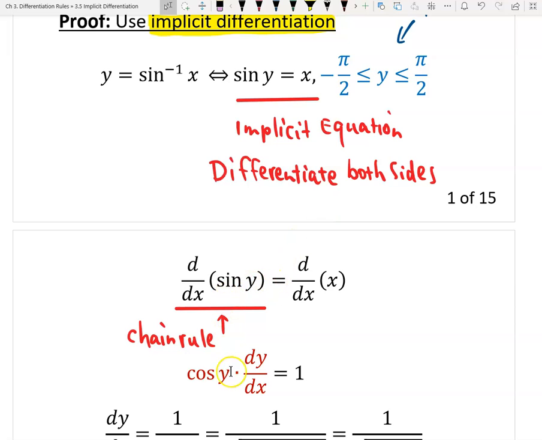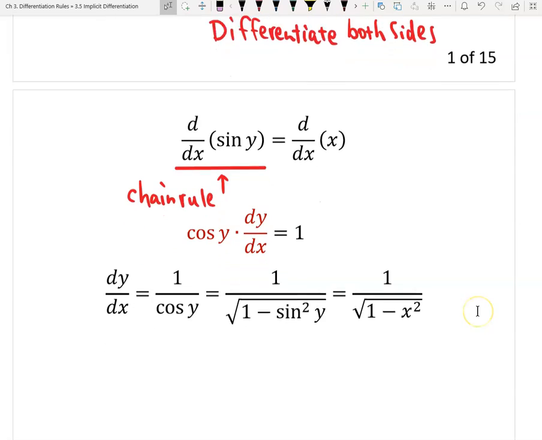The chain rule says we need to find the derivative of the outer and the derivative of the inner. The outer is sine y, or sine u. The sine function is the outer, and its derivative is cosine, of course cosine y. And the inner is y, so its derivative is dy dx. This is the most important. So we have the left, and the right is 1.